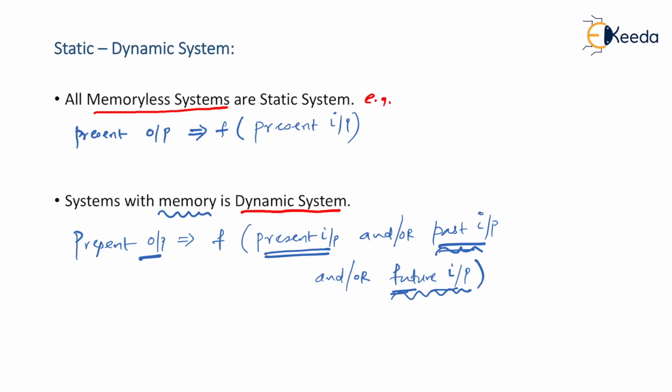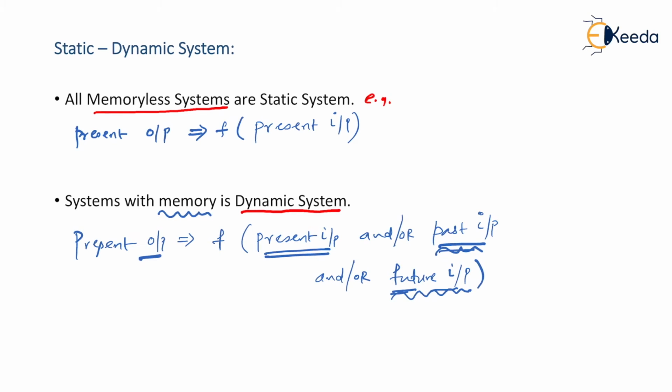Without memory, it is not possible to have a system where the present output would be a function of past input or future input. And therefore, we say that a system which is equipped with memory is called a dynamic system, and a system which is completely memoryless is called a static system.